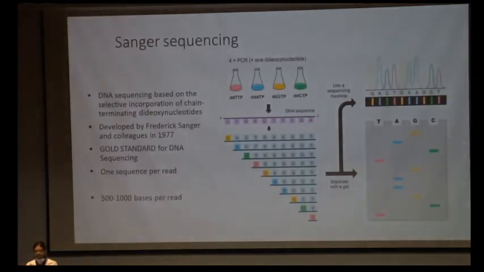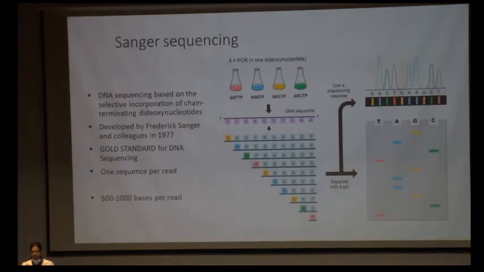The next technique is Sanger sequencing. So this is the gold standard technique for DNA sequencing, developed in 1977 by Frederick Sanger. So it is based on the principle of selective incorporation of dideoxynucleotides. So these differ from the normal deoxynucleotides in the fact that once they get incorporated into the chain, they do not allow any further incorporation. So these dideoxynucleotides are mixed in with the normal deoxynucleotides in the reaction mixture, and they compete with the deoxynucleotides to get incorporated in the chain.